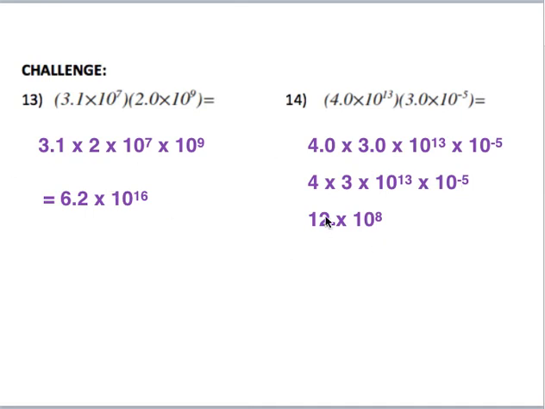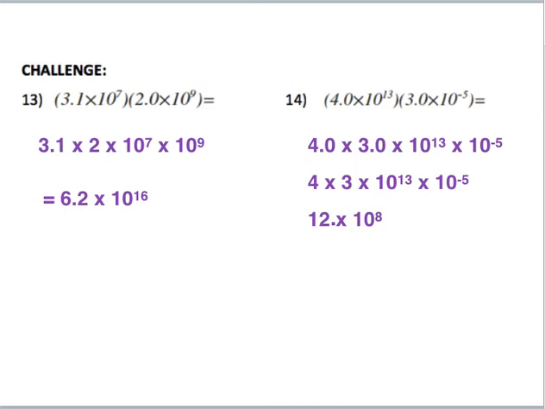Now, there's one problem with this answer. The answer is not in scientific notation. Oh no, because if you look at it, 12, the invisible decimal is after the ones place, meaning there's two digits in front of the decimal, and we want only one number in front of the decimal. So we're going to have to rewrite it into scientific notation.